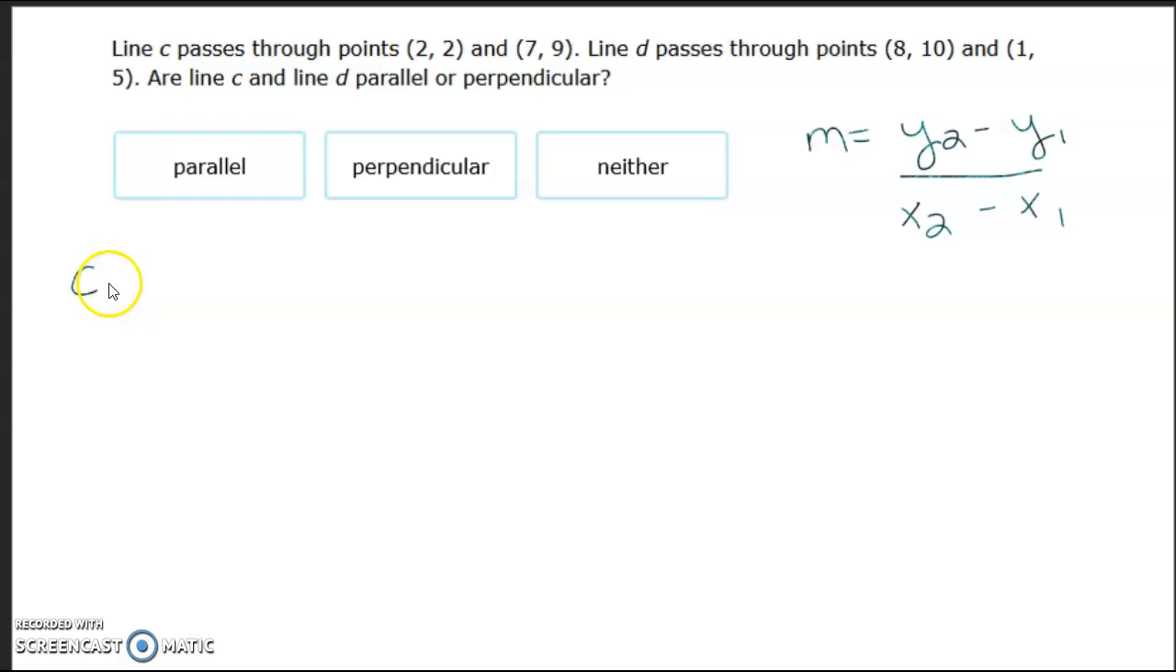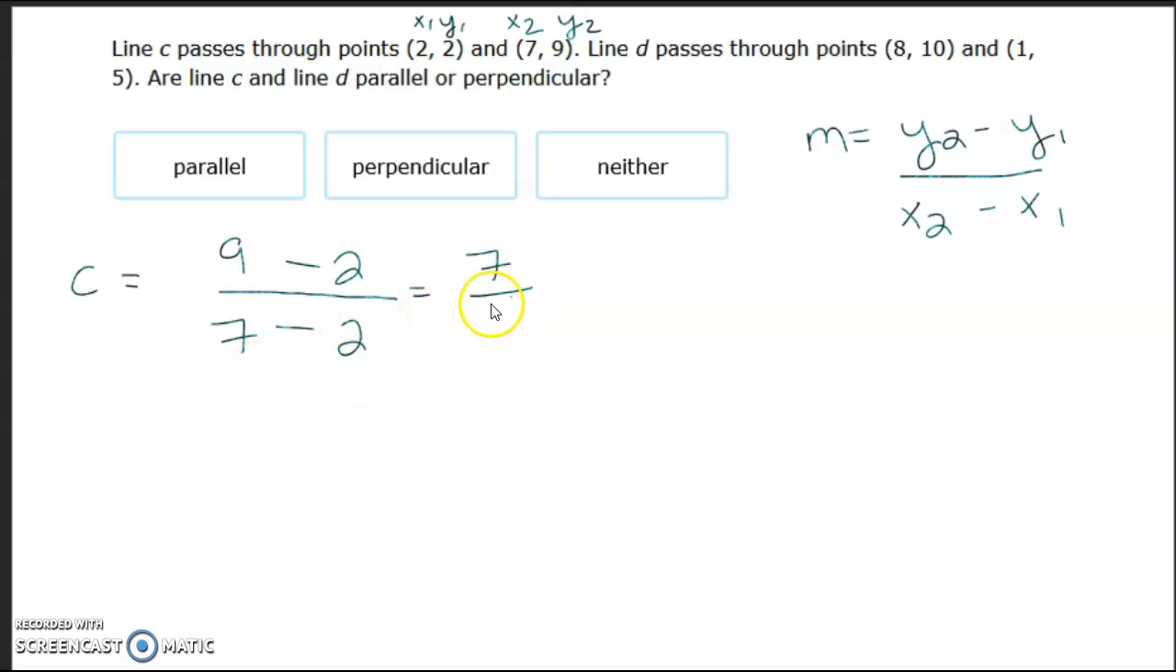Okay? So the slope of line C. So let's do C. This is line C. So I'm going to set up my equation. This is going to be x, y, x, y. This is point 1 and this is point 2. All right, y2 is 9 minus y1, which is 2. x2 is 7 and x1 is 2. So then we just go ahead and go right across. 9 minus 2 is 7. 7 minus 2 is 5. I can't simplify this any further, so line C has a slope of 7/5.